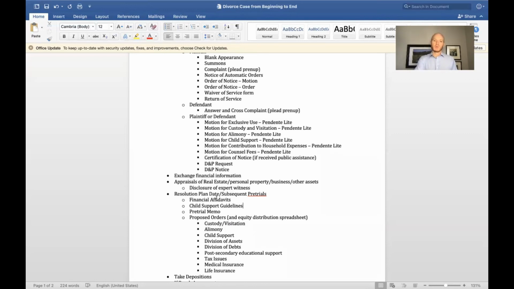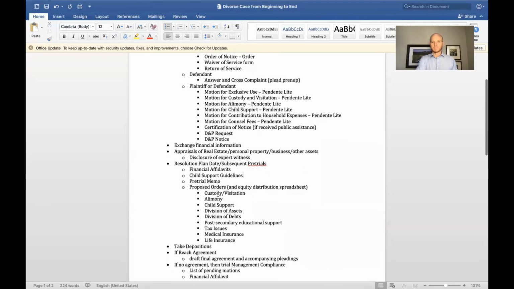So the lawyers will go into the judicial pretrial with all of this stuff prepared in the proposals, and both lawyers will make their pitch about what they think should happen with custody, visitation, alimony, child support, division of assets and debts, etc. And the judge will basically make a recommendation to try to help the parties reach an agreement, to try to help the lawyers reach an agreement. Now, the judge's recommendation is not binding. It's not like the judge in the pretrial has any power to make their recommendation an order. It's just a recommendation to try to help folks reach an agreement.